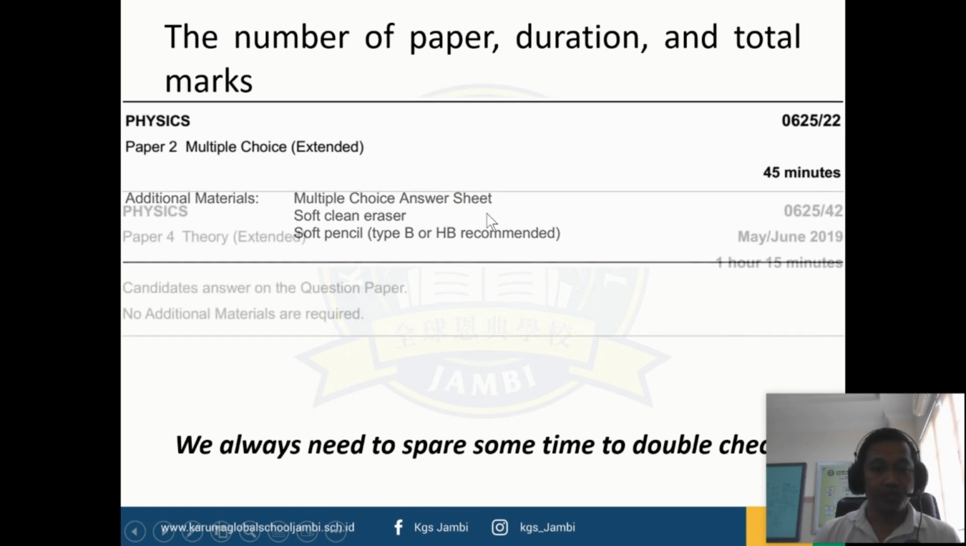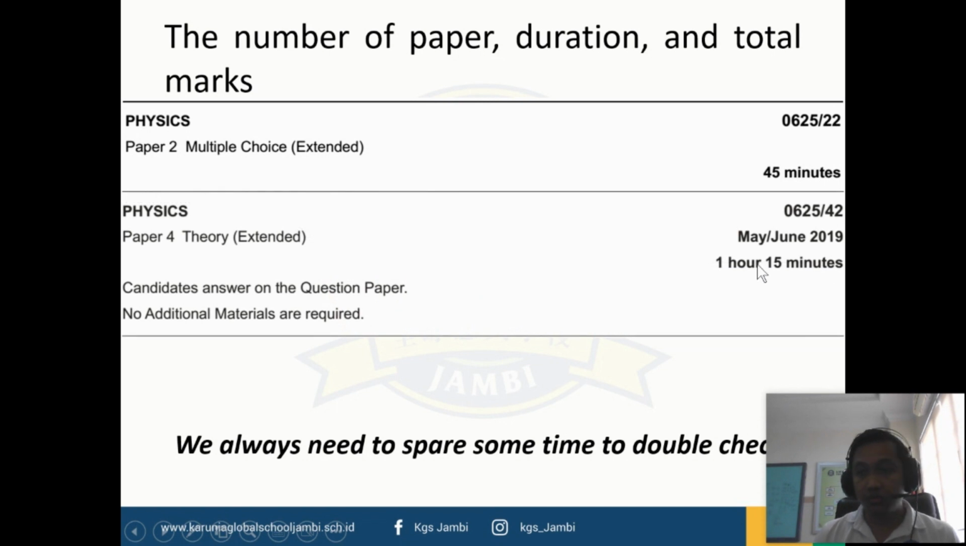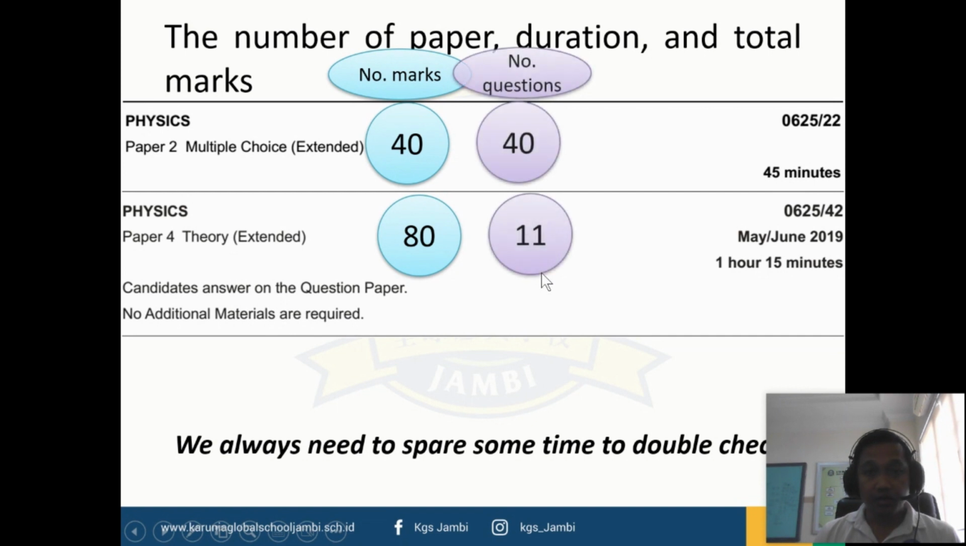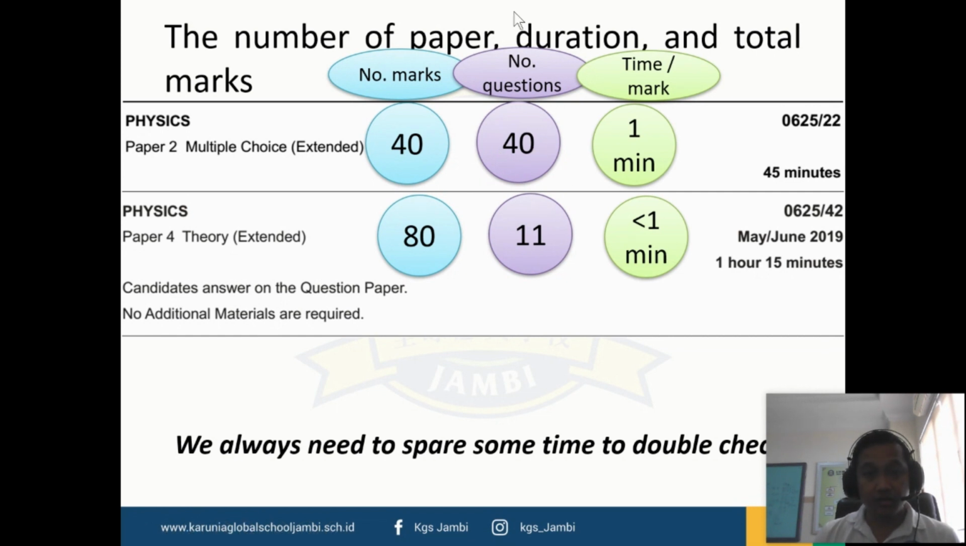Okay, let's understand that. Then physics paper 4, the duration is 1 hour and 15 minutes. Physics paper 2 and paper 4, if you look at the number of marks, paper 2 only gets 40 marks, but paper 4 you get 80 marks. The number of questions in paper 2 is 40. That means for each question, your mark for each question is 1. But in paper 4 that's a different case. Your mark in each question could probably be 3 to 10.